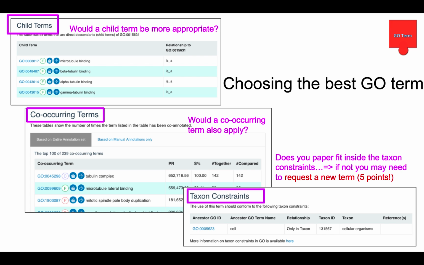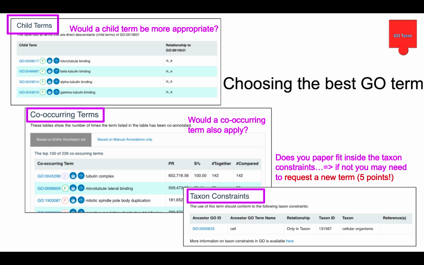And then the last thing here is taxon constraints. So this happens where, for example, this term is only allowed to be used on cellular organisms. So if you're reading a paper about a virus, then this term cannot be used. And so in that case, either you can't annotate or you might need to request a new term.